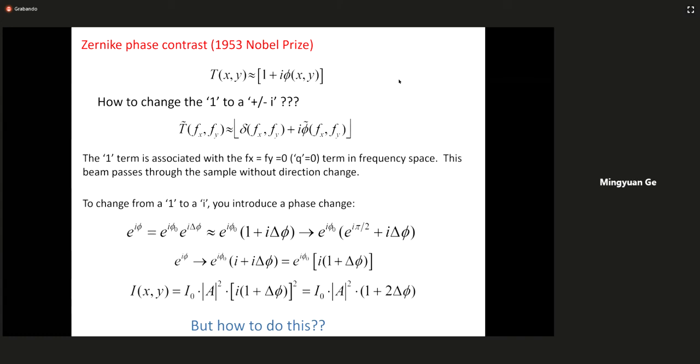Let's look at the Fourier transform again. The Fourier transform tells us that the first component, the 1, if Fourier transformed, is a delta function, and this f_xy is the component in Fourier space. Delta of f_xy means this component only shows up at f_x equals f_y equals zero. That means we need to manipulate this part of the beam with a frequency equal to zero. This is nothing but the direct beam passing through the material without deflection. So if we can separate the direct beam away from the deflected beam and add the pi over two phase to this direct beam, we get a phase sensitive image.